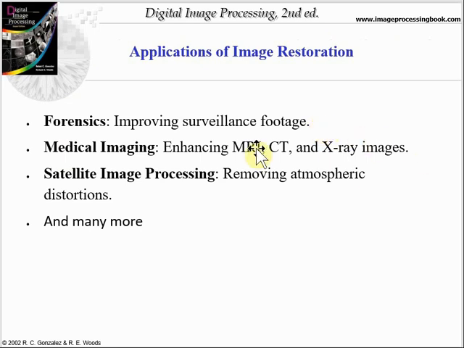Next application is medical imaging. For example, enhancing MRI, CT, and X-ray images. Here, estimation by experimentation is used. The reason is, when medical imaging equipment is available, experiments can be conducted by capturing images with controlled settings to replicate degradation effects. Next application is satellite image processing and astronomy.